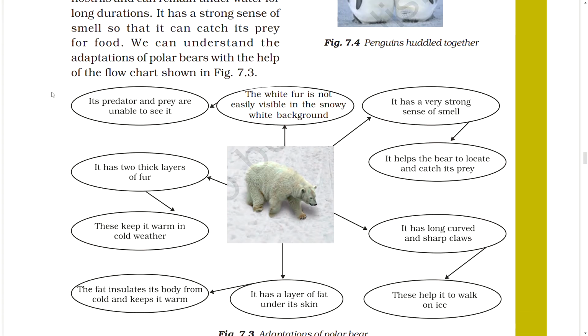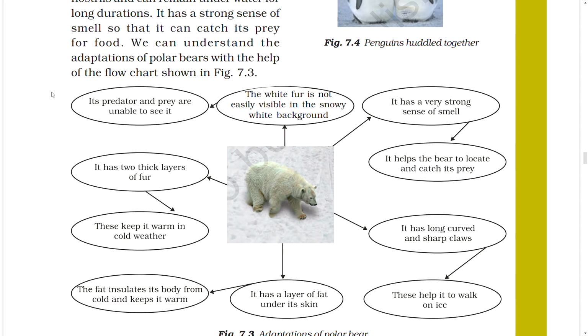Its predator and prey are unable to see it. The white fur is not easily visible in the snowy white background. It has a very strong sense of smell. It helps the bear to locate and catch its prey. It has long, curved, and sharp claws. This helps it to walk on ice.